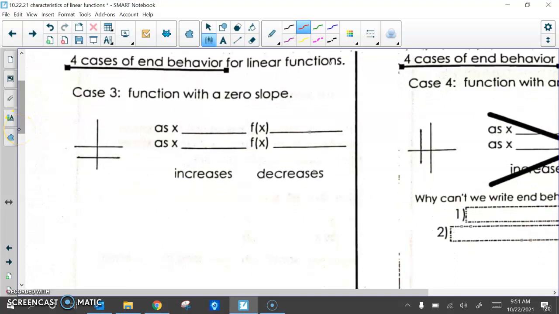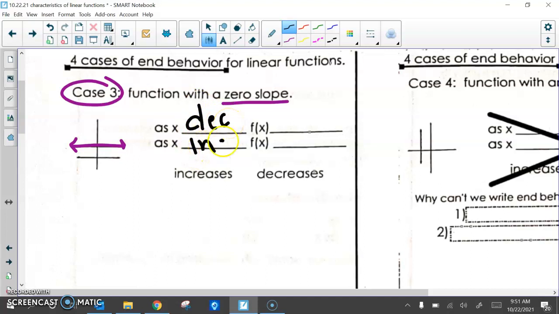Then we have case number 3. Case number 3 says, what if it's a 0 slope? A 0 slope is this line right here. It's hard to see, but it's a horizontal line. Again, you still have increase and decrease. Oh, I did that in the wrong order. That's okay. Increase, decrease. You sometimes will see it flipped.